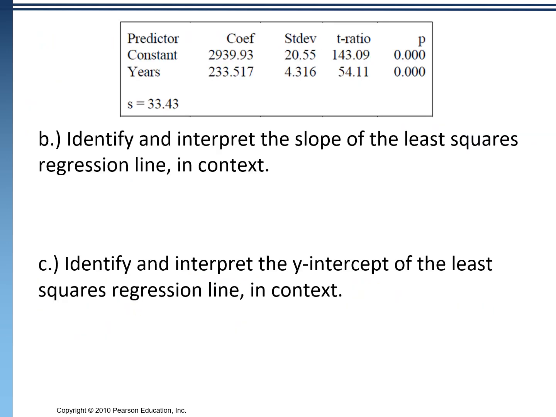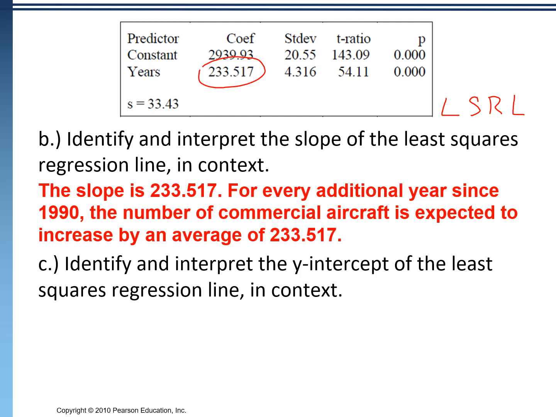Next up, it asks us to identify and interpret the slope of the least squares regression line. Just a note, they might abbreviate least squares regression line as LSRL, and that's just talking about the equation of the line of best fit. So the slope is this number right here, and we would interpret it as for every additional year since 1990, the number of commercial aircraft is expected to increase by an average of 233.517. You need at least one of these terms. I always put both, hoping that you'll remember at least one.